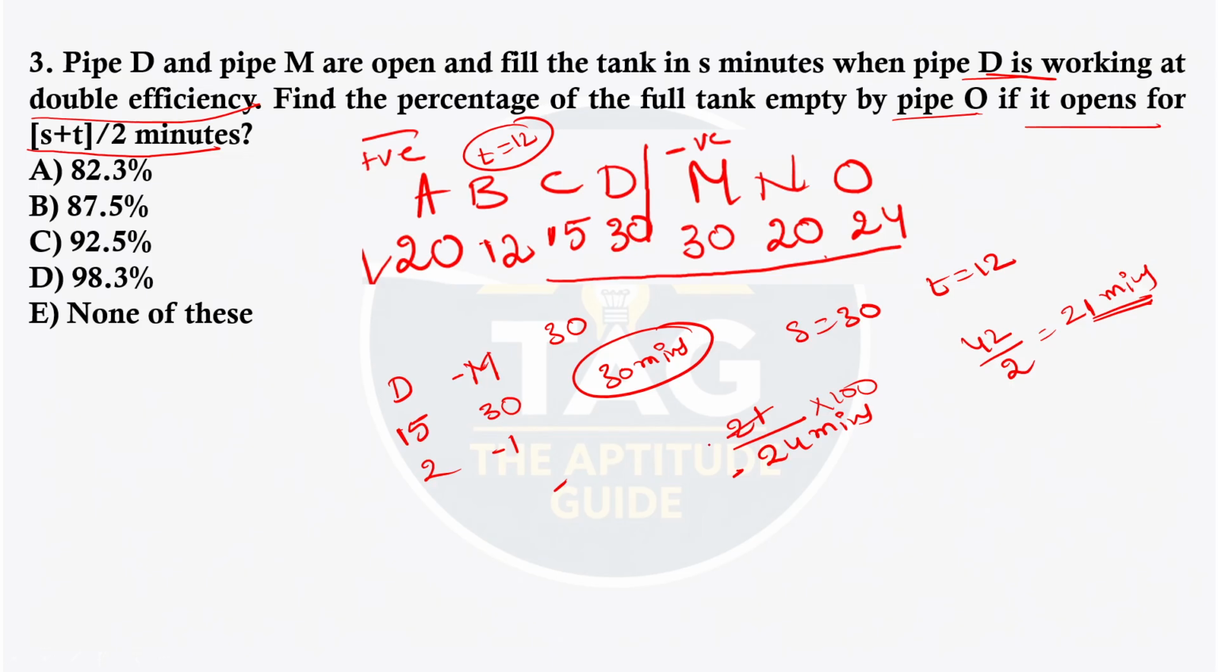21 is 3 times 7, 24 is 3 times 8. Okay. So it's 12.5 less than 100. It has to be 87.5. So this is how we solve these questions.